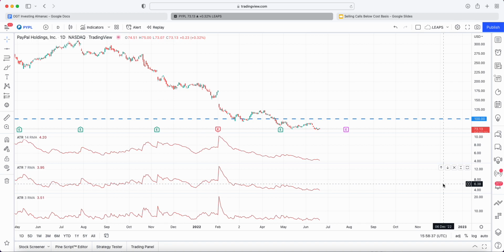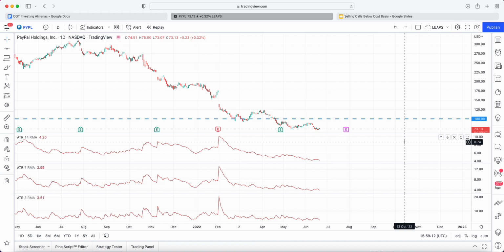Why do I want to know this? Well, I want to know, on average, how often PayPal moves, because then I can work out how many days I've got left till expiration, and work out, okay, if PayPal was to go up by $4.20 until Friday. I'm discounting today because today's move is pretty much done. It's not really doing anything, as you can see. It's not moved up, it's pretty much break even, 0.32%.